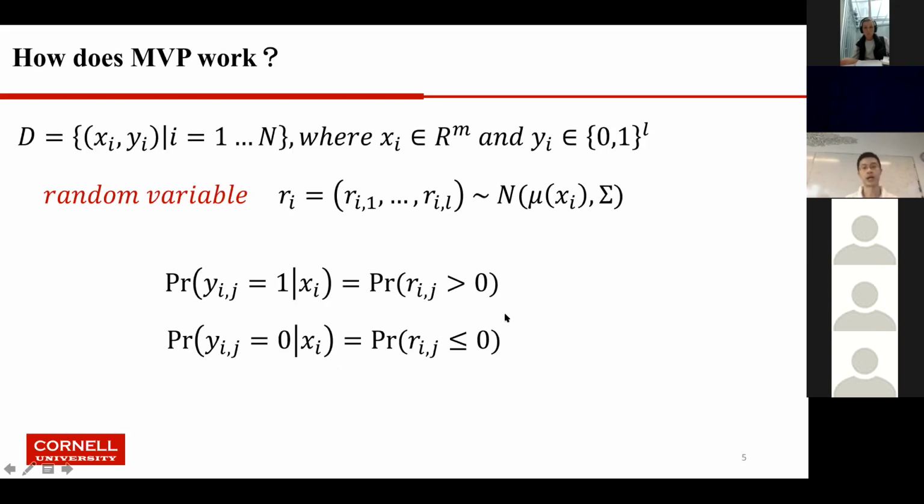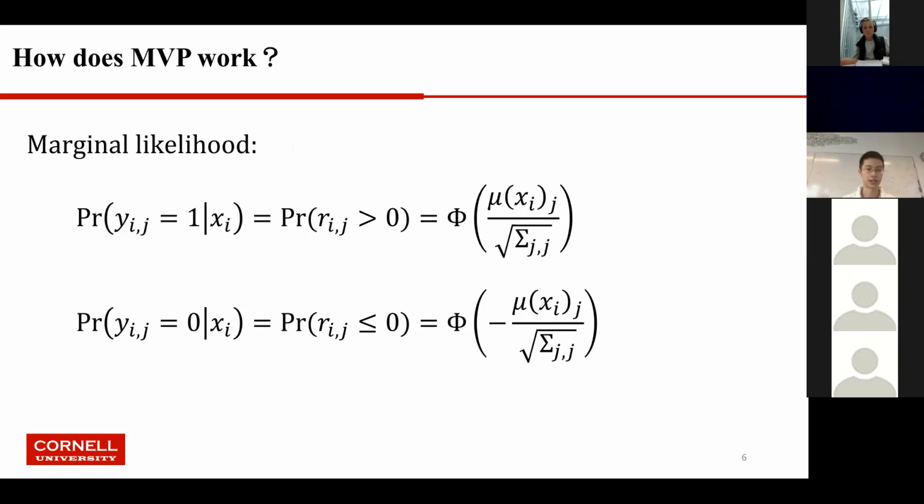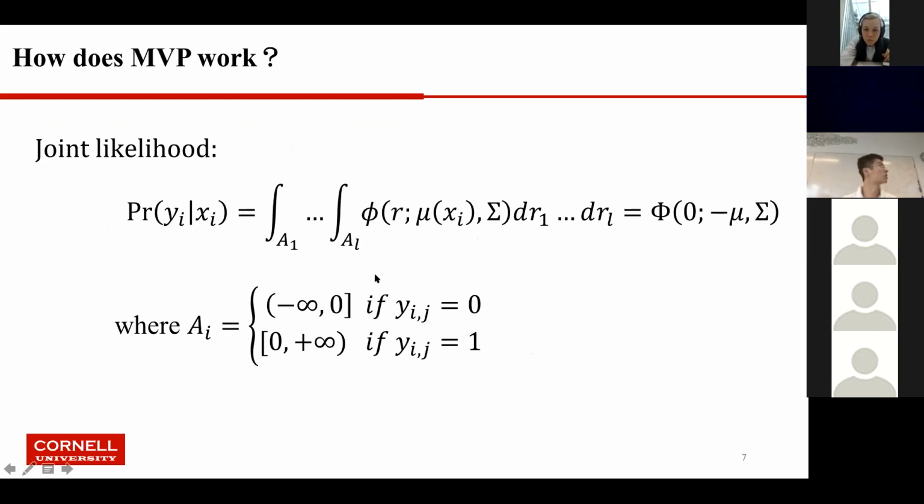Using this definition, we can derive the marginal likelihood of this multivariate probit model like this. Basically, you can say the marginal likelihood for each label is only related to the mean and the variance of the jth random variable Rij here, and also for the label 0. But in order to learn the correlation among multiple entities, we are more interested in the joint likelihood of this model, that is the probability of yi given xi. Here, the index i reflects the index of different data because the distribution changes over data. By using the definition shown before, we derive the joint likelihood as the integration over a high-dimensional space.